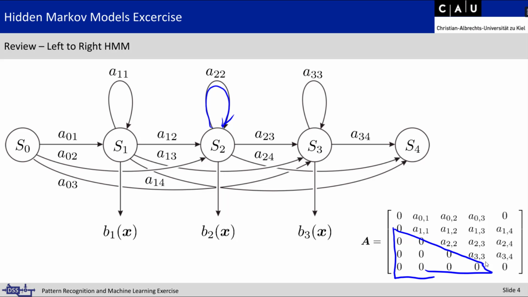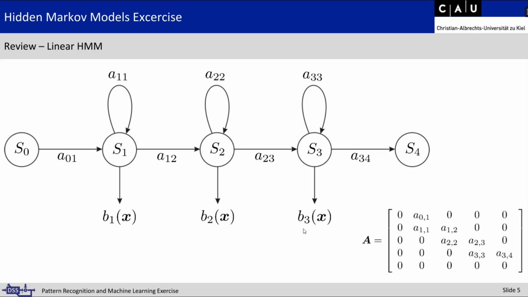A more constrained version of this left to right version would be a linear HMM, because now we only allow transitions from left to right, but also only to the next state. So jumping over one state wouldn't be allowed. This will also let us make some assumptions about our A matrix, because now we know that the upper right side of our matrix also has to be 0.